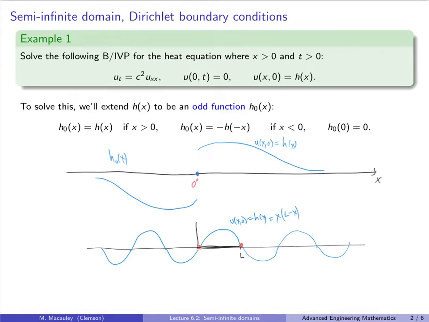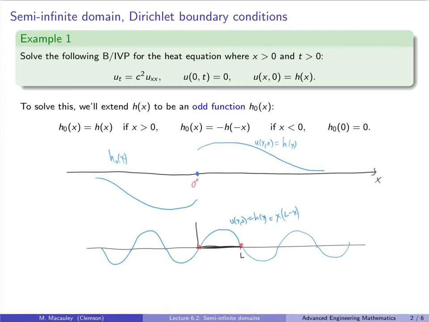We are going to take this function and take the odd extension. Here are the formal equations of the odd extension. And now we have a function defined on the entire real line. It's not periodic. However, we know how to solve the heat equation on the entire real line. We did that in the last lecture. It involves that Gaussian.